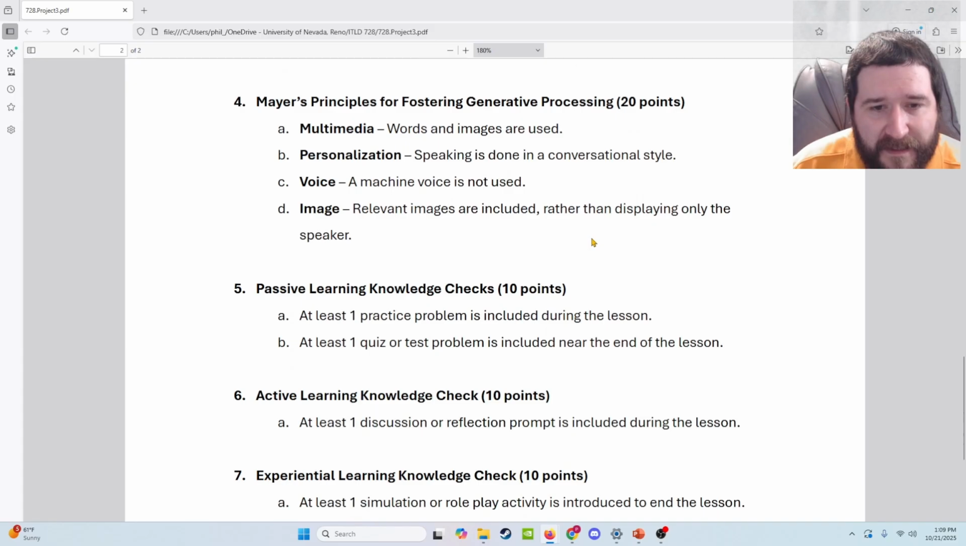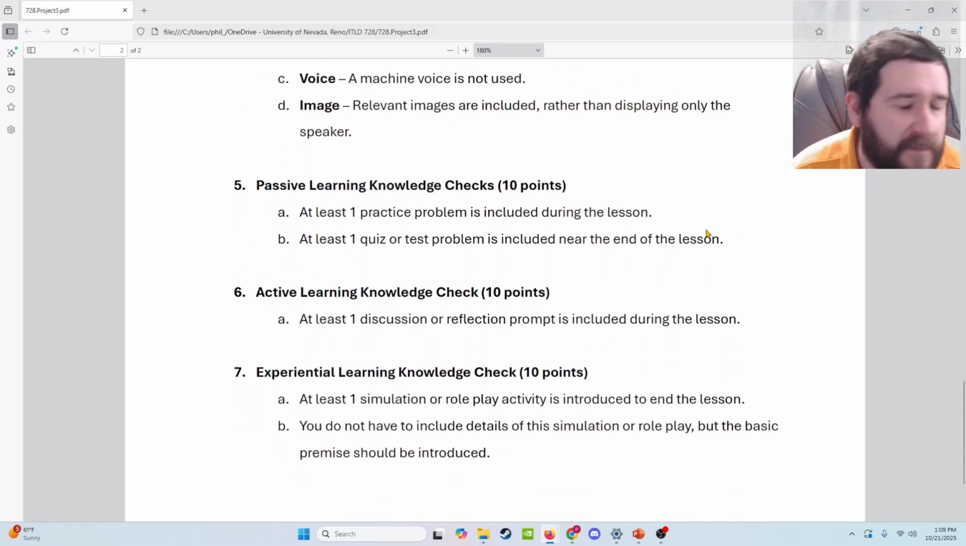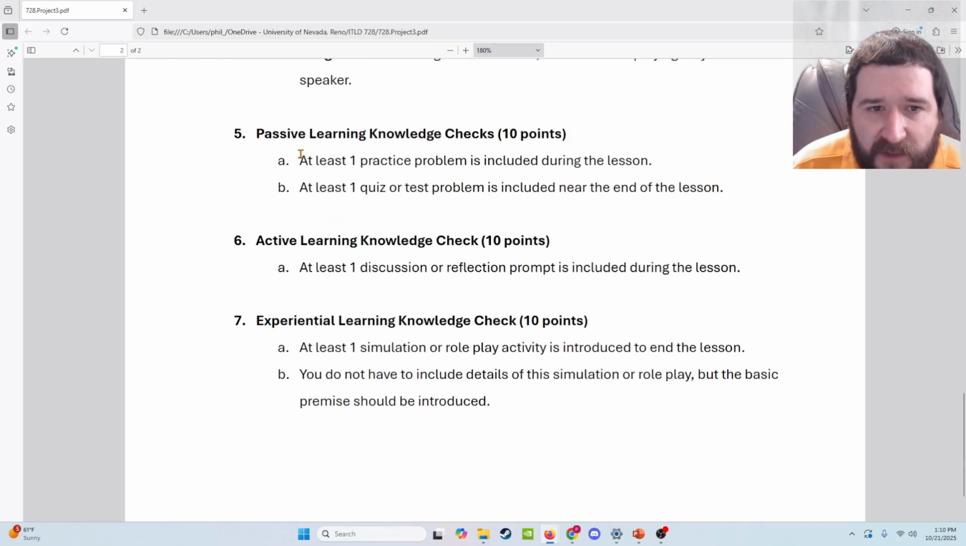And then when we get to our knowledge checks, I'd like you to have, right, each of the types of checks we talked about built in. So as far as passive learning, I would like to see at least 1 practice problem and 1 quiz or test problem. As far as active learning, I'd like to see 1 discussion or reflection prompt built into the lesson.